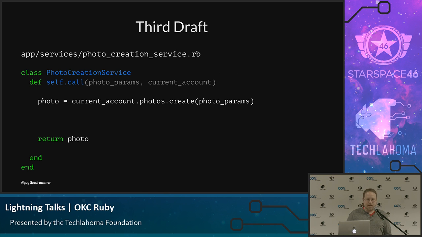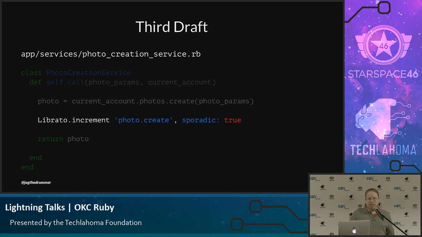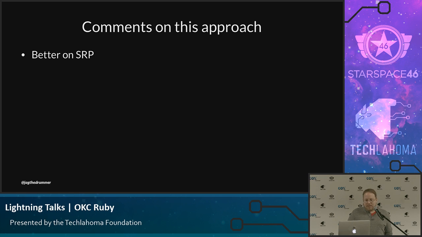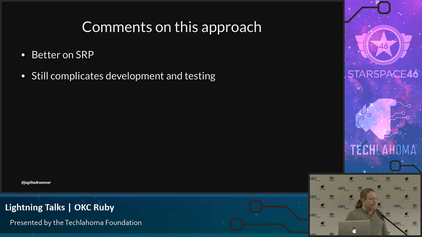So in the third draft, you might have a photo creation service that conceptually is supposed to create a photo and do all of the associated things with it. So you might just jam your Librato call in there. And that's all right. It's a little bit better on SRP. It's still not great, but you still have all the problems with development and testing.